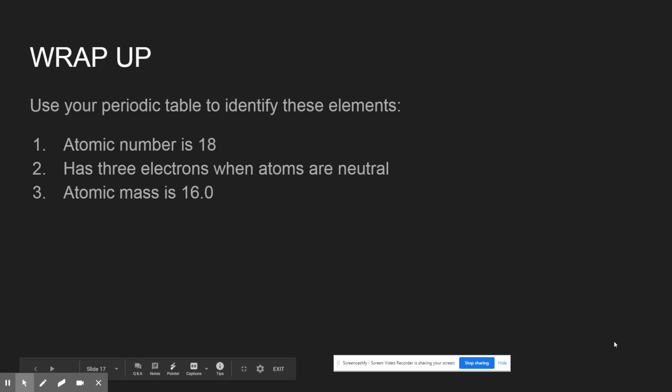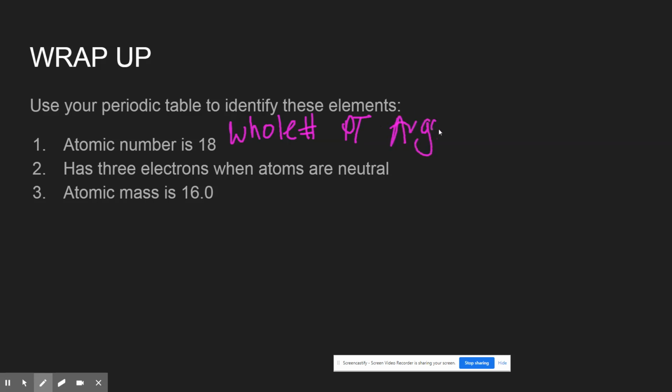Okay, so use your periodic table to identify these elements. So take a look at your periodic table. What element has an atomic number of 18? So remember, atomic number, that is the whole number on the periodic table. Excuse me. What is it? It's argon. Okay, its symbol is Ar.